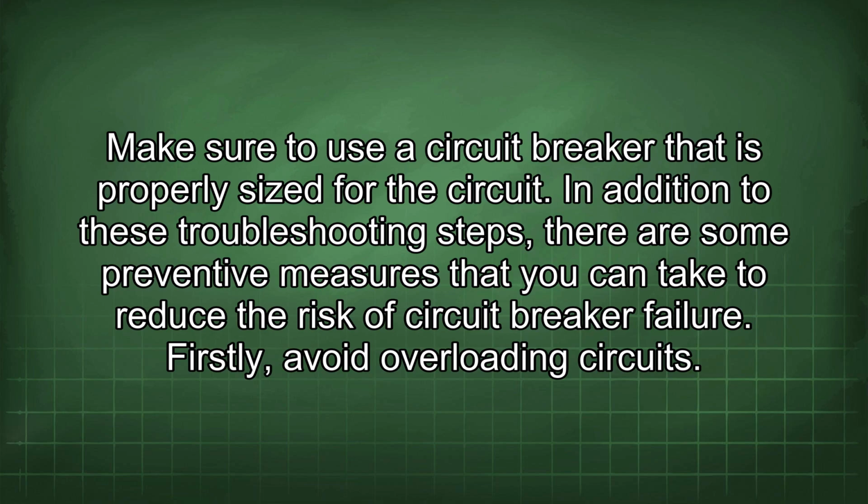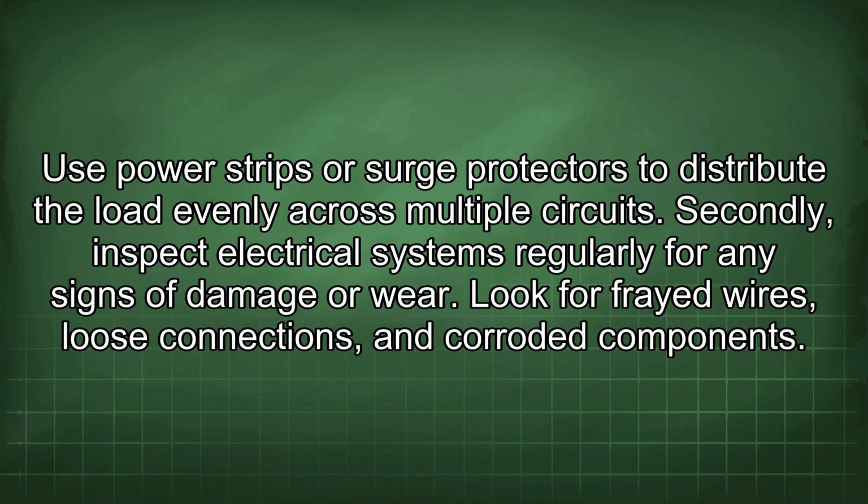In addition to these troubleshooting steps, there are some preventive measures that you can take to reduce the risk of circuit breaker failure. Firstly, avoid overloading circuits. Use power strips or surge protectors to distribute the load evenly across multiple circuits. Secondly, inspect electrical systems regularly for any signs of damage or wear.